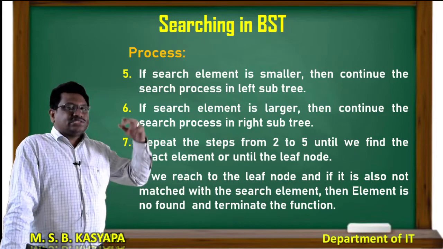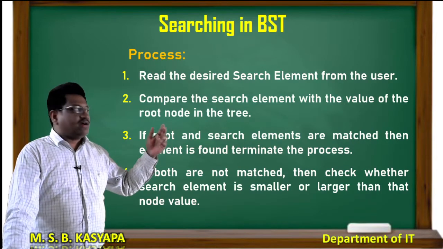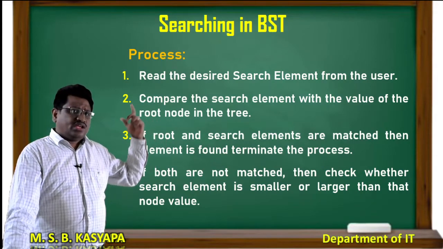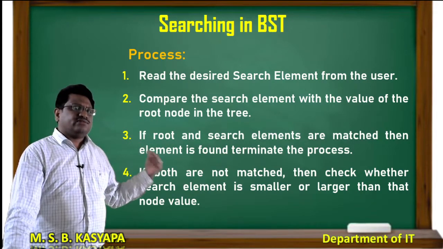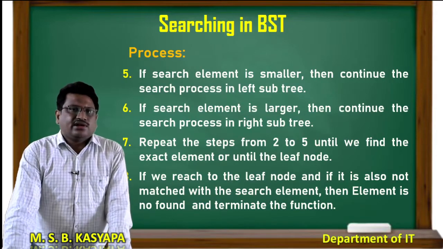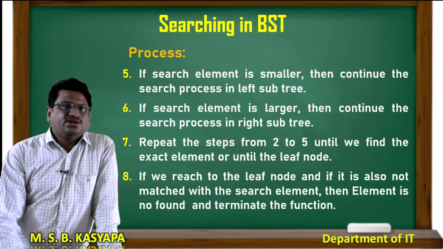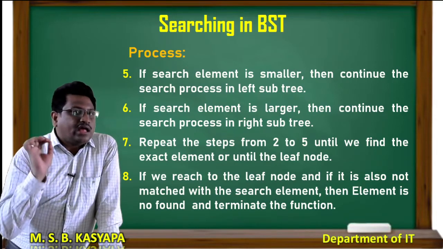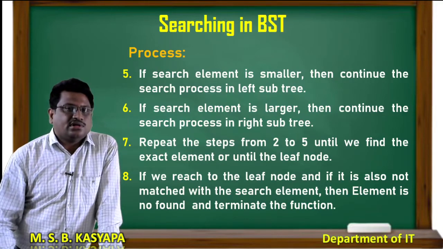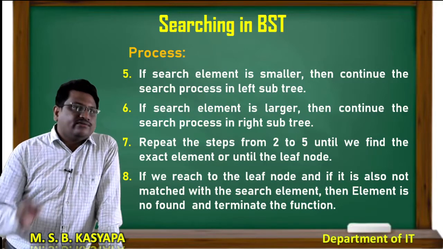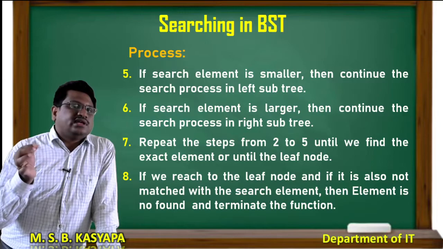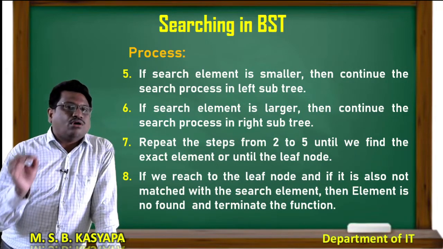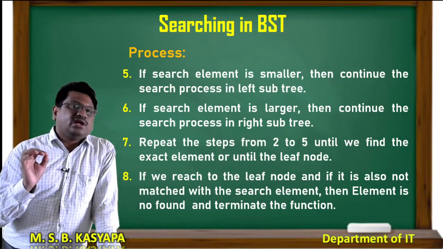From the second step, what is the second step? I have to check with the root node. From that root node, if it is not equal, then I have to check whether it is a smaller value or greater value. So, this process I have to continue until I have found my desired value or I found the leaf node. How many times I have to do this? Until I have found the desired value or I found the leaf value.